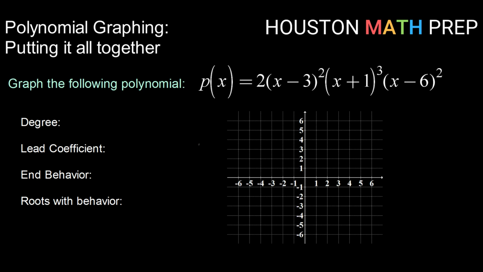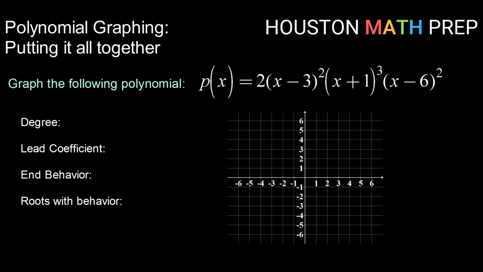In this third example of polynomial graphing, putting it all together, we're going to be graphing this polynomial p of x from factored form. If you haven't seen our previous videos on end behavior, turning points, and roots with their behavior, make sure you watch those first and come back here when you're ready. All right, we're going to start out by getting our degree.